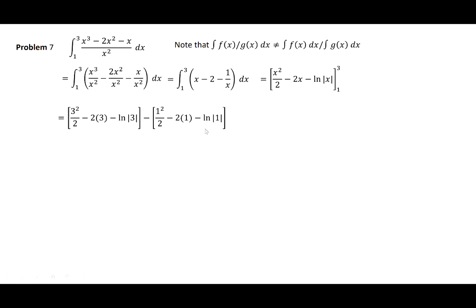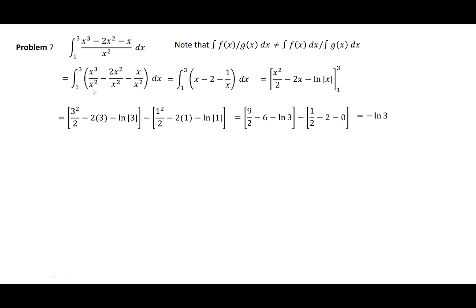What's natural log of 1? That's 0. Right? So we end up getting this, and when you simplify this, it turns out 9/2 minus 1/2 is 8/2, which is 4. 4 minus 6 is -2, but we would have a +2. So all that just goes away, and we end up with a simple negative natural log of 3. Cool?